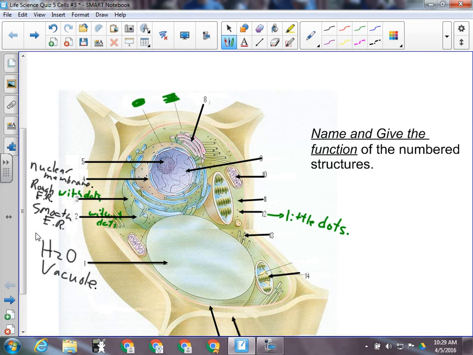Okay. All right, number five, the dot inside of this big structure is the nucleolus. Spelling counts on this one. Okay, nucleolus. Okay, it's got two L's, right? And the job of the nucleolus is to control protein synthesis, okay, and copy DNA. I'll accept either one.